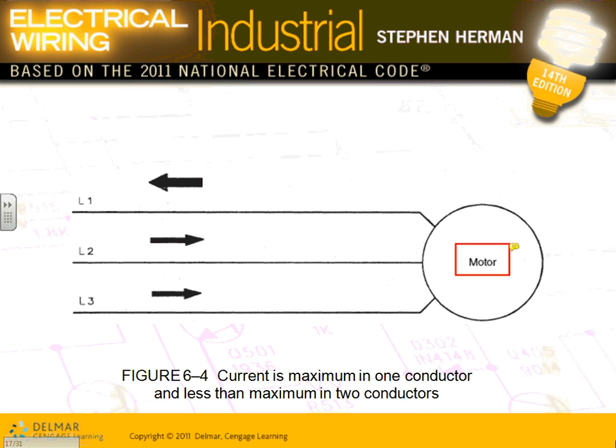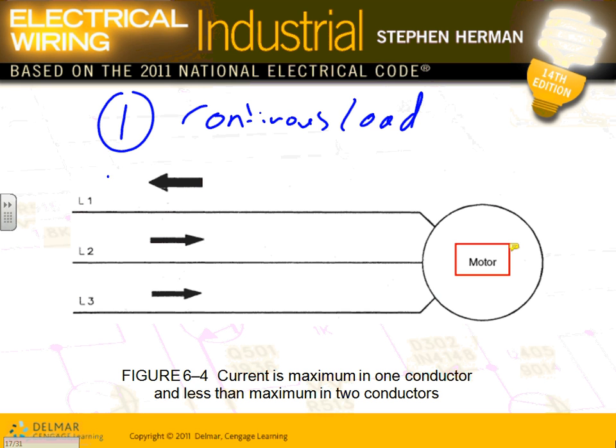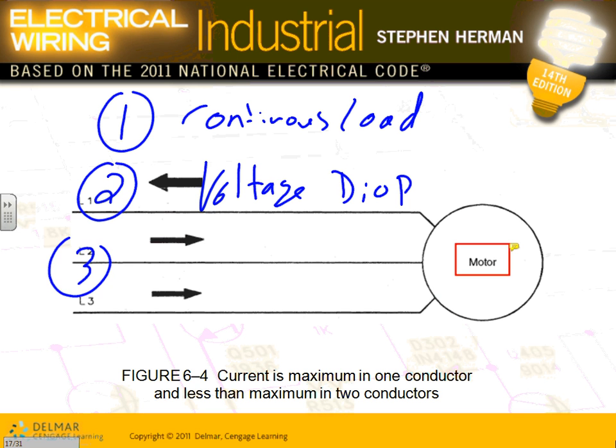When we size a conductor, we size it based on three things. Number one, continuous load. Number two, voltage drop. Number three, derating. Can I get you guys to understand that when you size a conductor, you have to pay attention. Is it continuous load? Yup. Size based on continuous load. If it's continuous load, very easy. 1.25 times I.